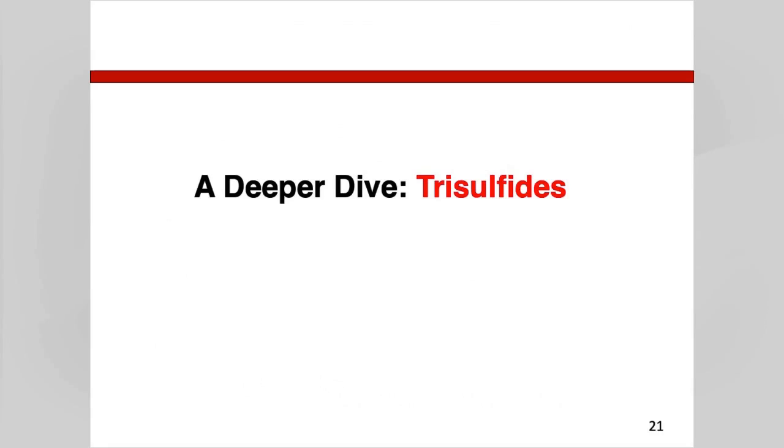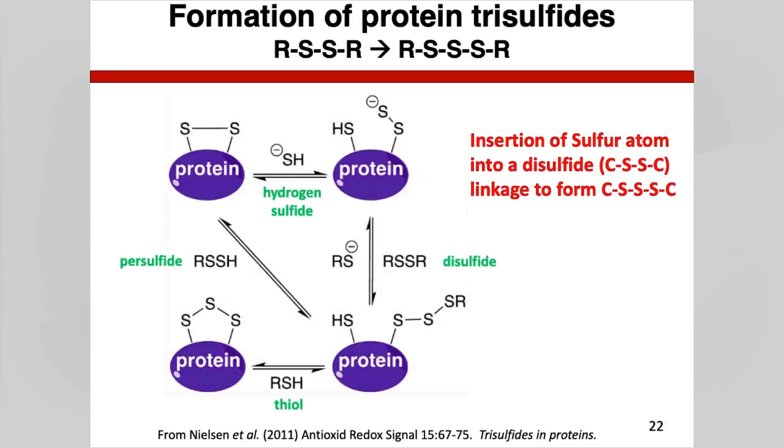Now I want to take a deeper dive into trisulfides. And the reason I want to talk about them is because we don't talk about them very much. Yet trisulfides are a common modification that we find in proteins. A trisulfide occurs when you have the insertion of an additional sulfur atom into a disulfide, leading to the formation of a trisulfide.